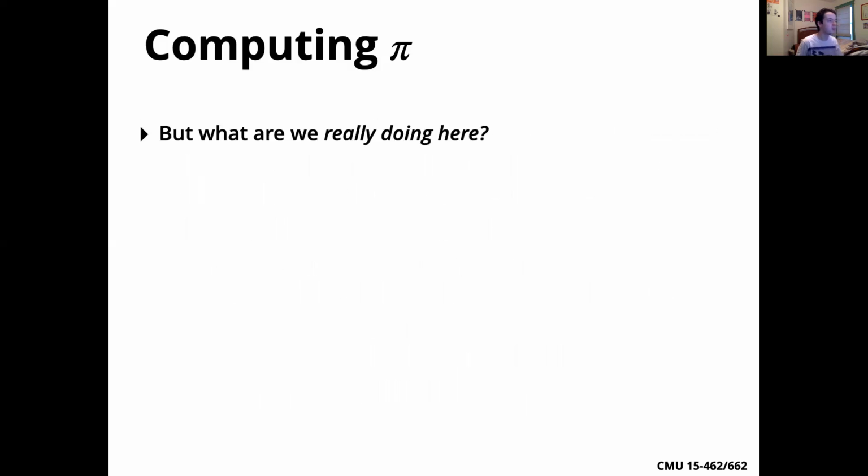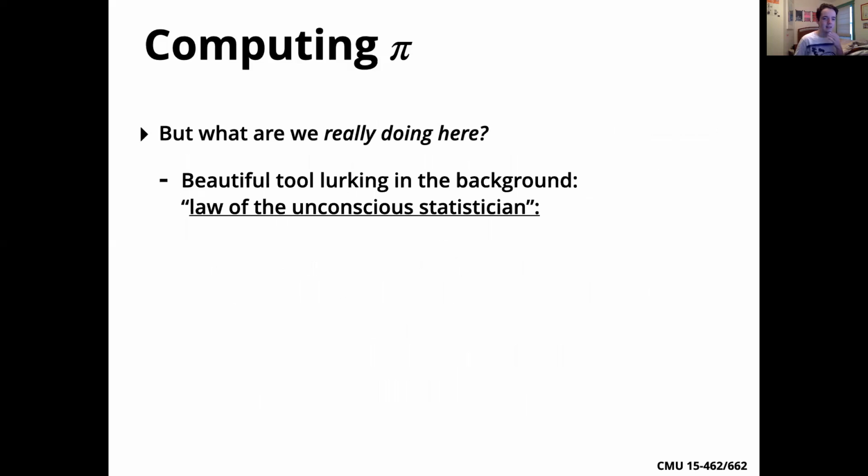Well, okay, what are we doing here? Step back a little bit. There's this beautiful tool. I actually didn't really know the name for this until I was writing this lecture. It's called the law of the unconscious statistician, and it's called that because apparently it is. It's sort of an inside joke between statisticians that students tend to use this without realizing it. And you'll see what I mean in a second.